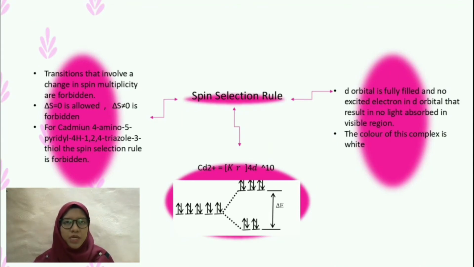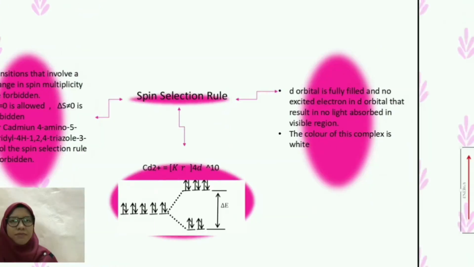This is because when you see the electronic configuration for Cd, which is the central metal ion, the d orbital of Cd2+ is fully filled, so there's no excited electron in the d orbital. That results in no light absorbed in the visible region. Therefore, the color of this complex is white, like my friend mentioned before.